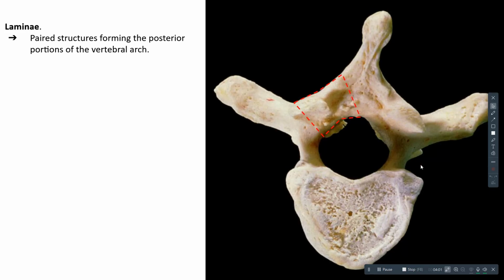Our next part of the arch, between this process going laterally and this process going posteriorly, this part of the arch right here is called the lamina. So a lamina is a thin layer. The laminae are thinner than the pedicles. This is a lamina. This is a lamina over here. So 1, 2 laminae, 1, 2 pedicles. And collectively they make up that arch, which is going to protect that spinal cord and help form that vertebral foramen.